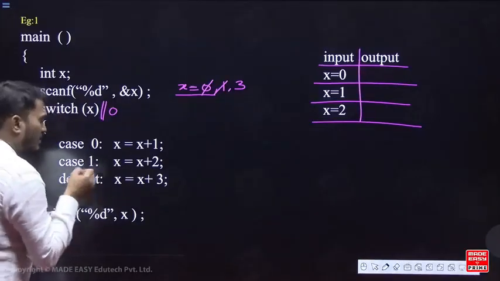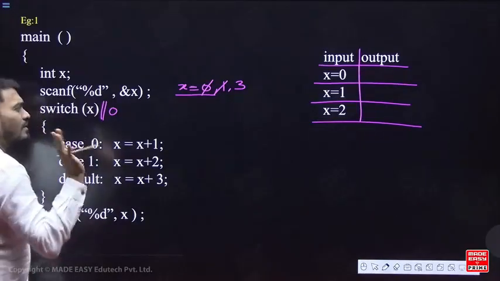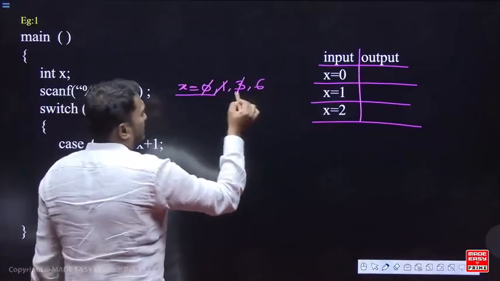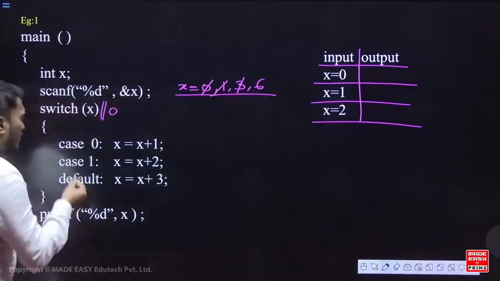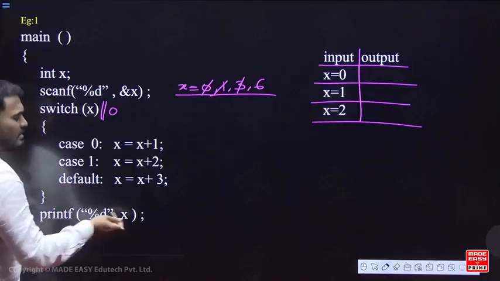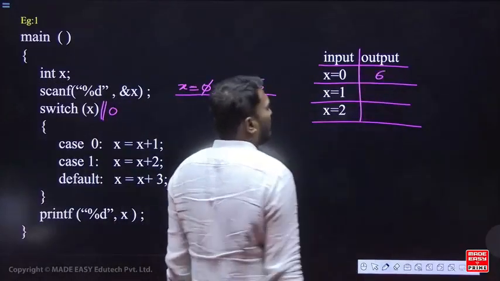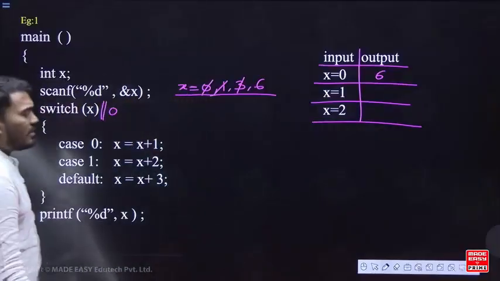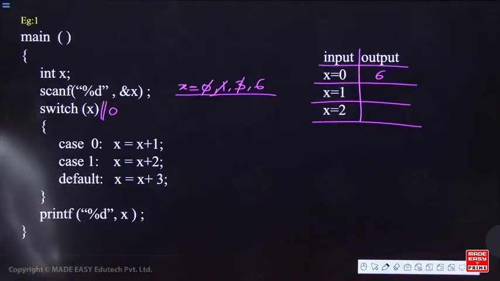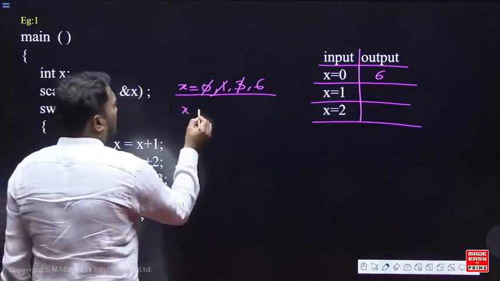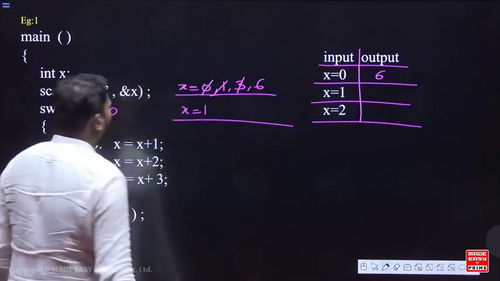After case 1 also there is a requirement of break, but there is no break here, so it will also execute default. So x equal to x plus 3, and the x value becomes 6. Now you come out of the switch case and print %ld, x. So what will it print? 6. So if you give input x equal to 0, the output you get is 6. Is this clear for everyone?